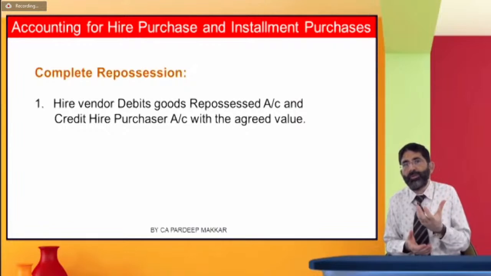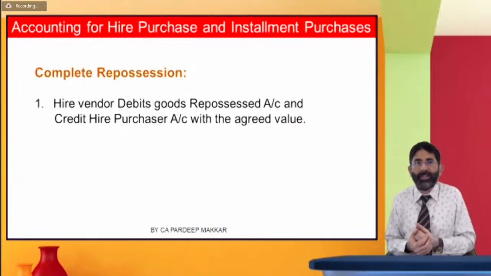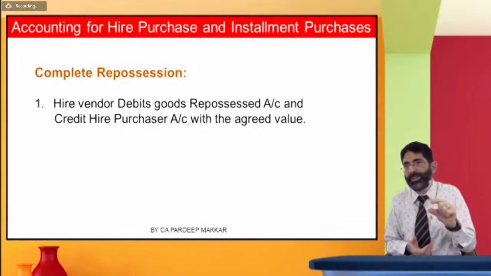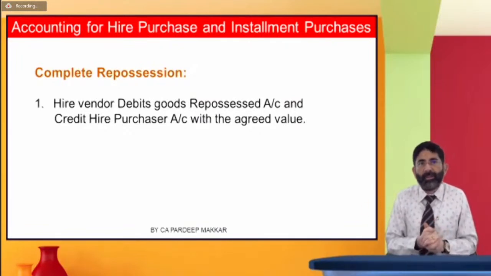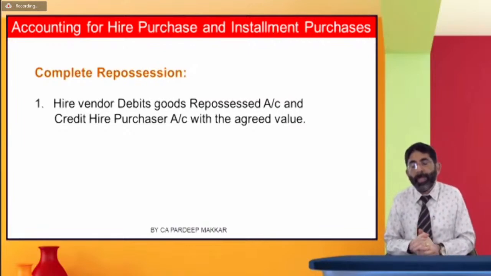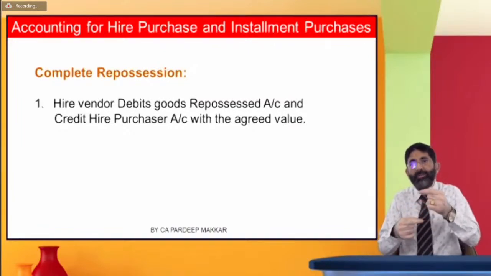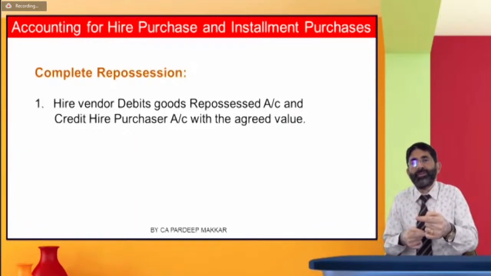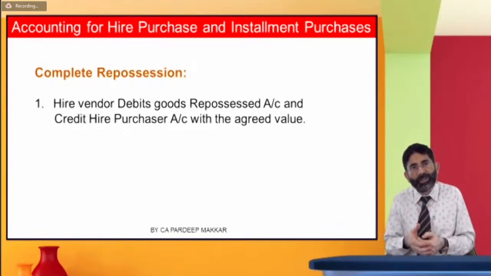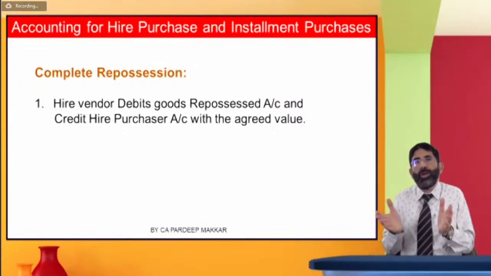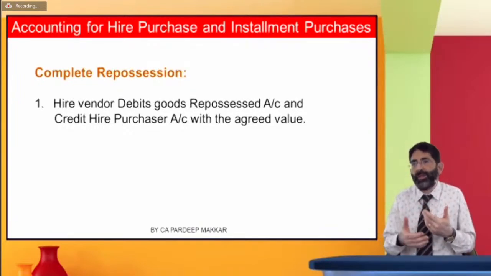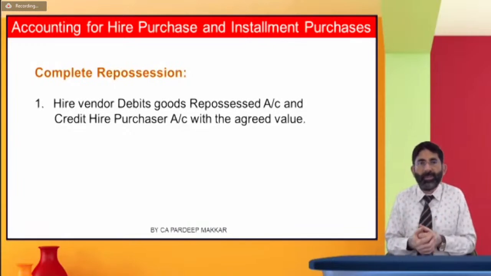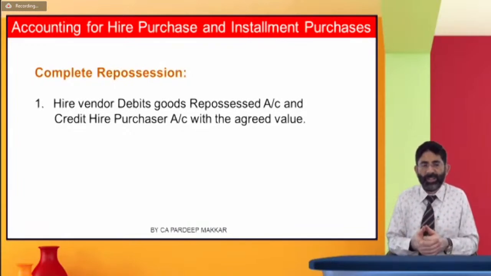This is the goods account. This is a real account which has been debited. The name has been identified, goods repossessed account. Credit the giver. The giver is the purchaser, so he will be credited, but with the amount agreed between both of us. Normally, in case of complete repossession, it is the total amount outstanding. But in case of partial repossession, it may be something different. It will be according to the valuation made by both of us, depending upon that case. We will discuss it later on.